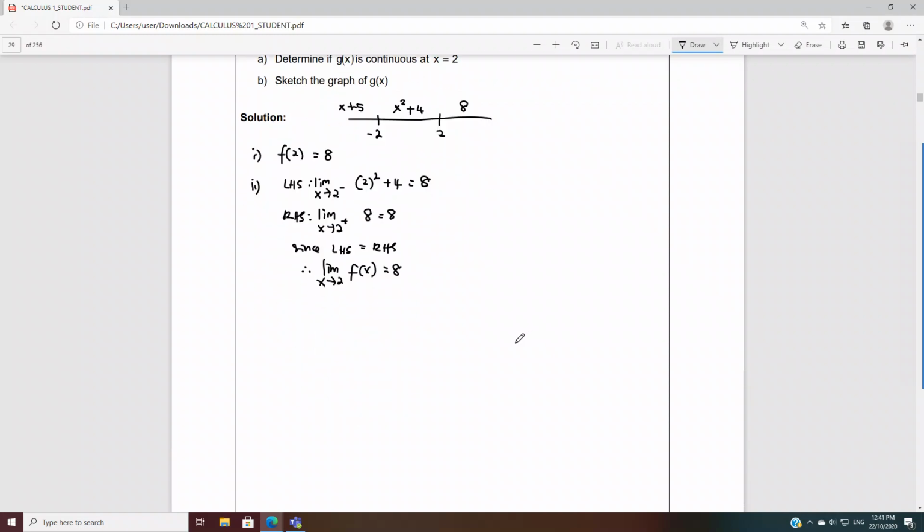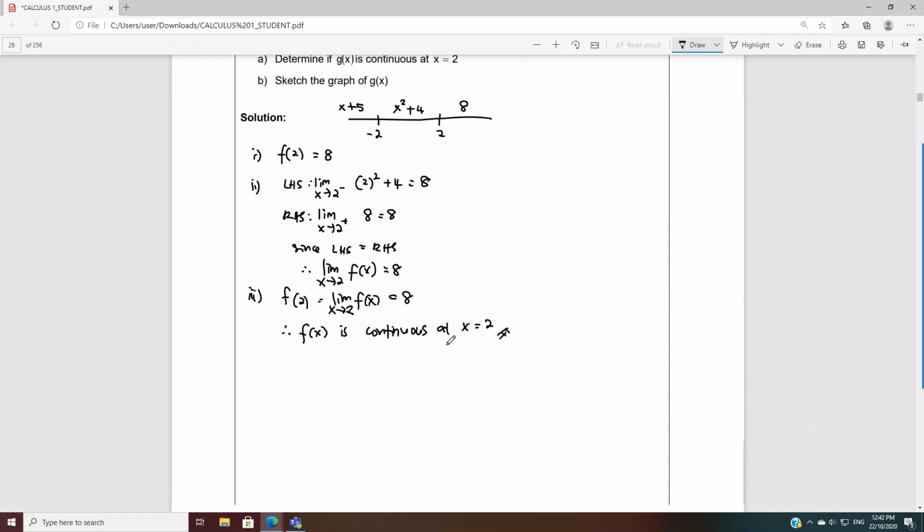Okay, so next, number 3, we need to tentukan sama ada f2 sama tak dengan limit. So f2 equals to limits fx when x approach to 2 equals to 8. Okay, therefore fx is continuous at x equals to 2. Okay, so ni jawapan dia.